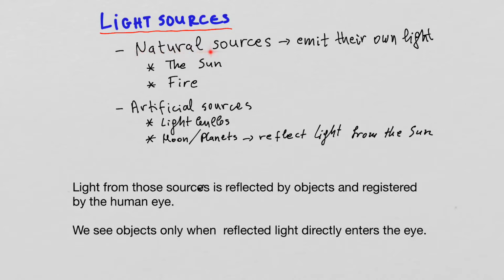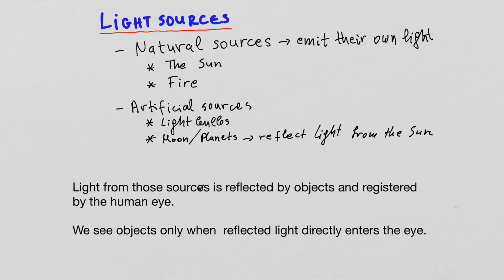We have natural light sources, which emit their own light, such as the sun or other stars, and fire. And on the other hand, there are also artificial sources of light, such as light bulbs, or the moon or other planets which reflect light from the sun.